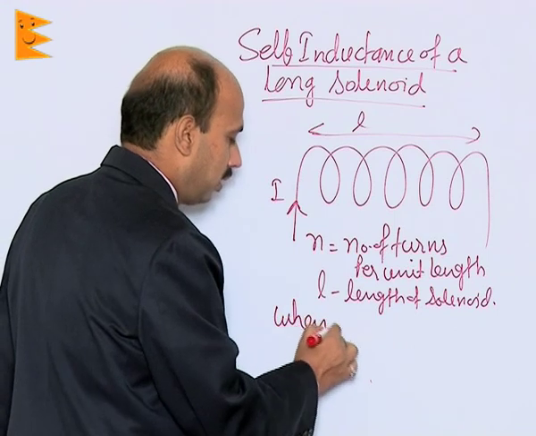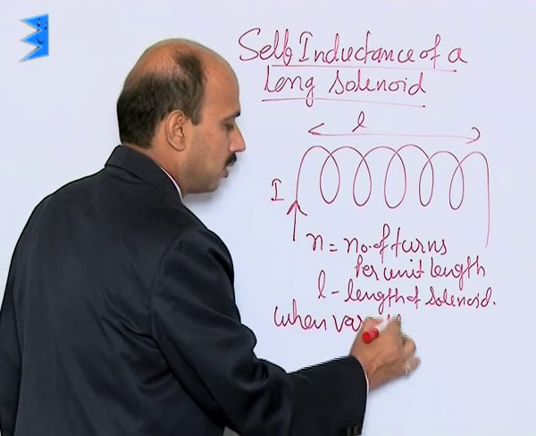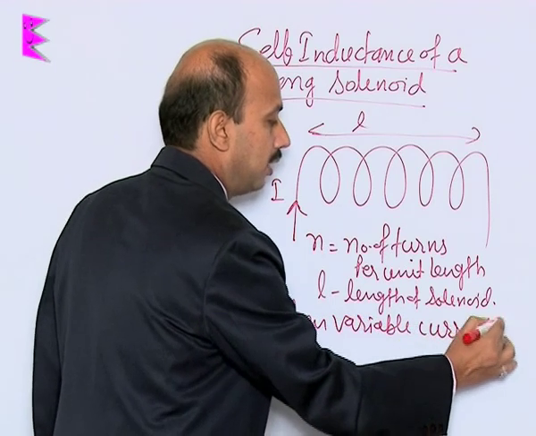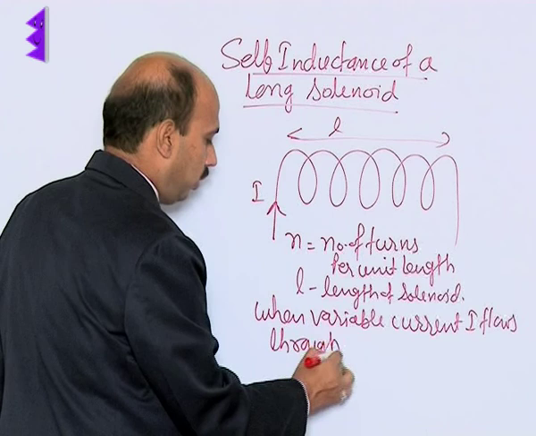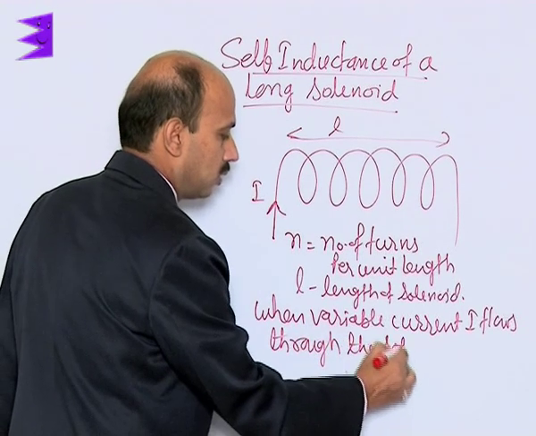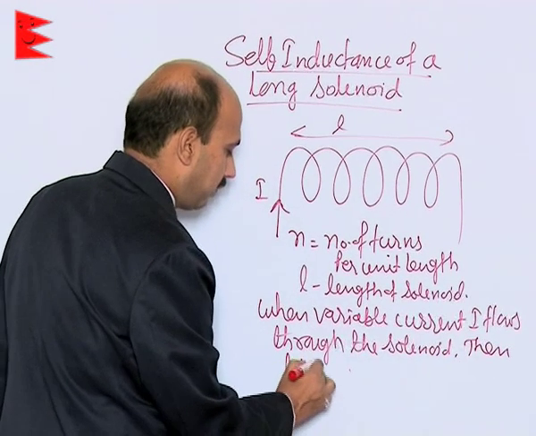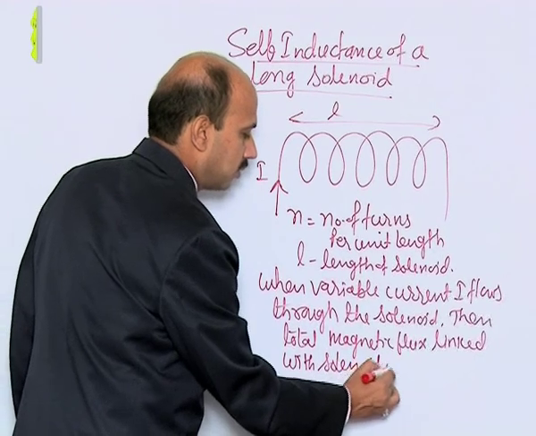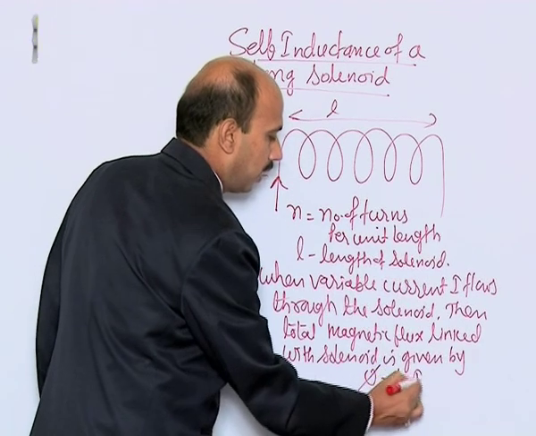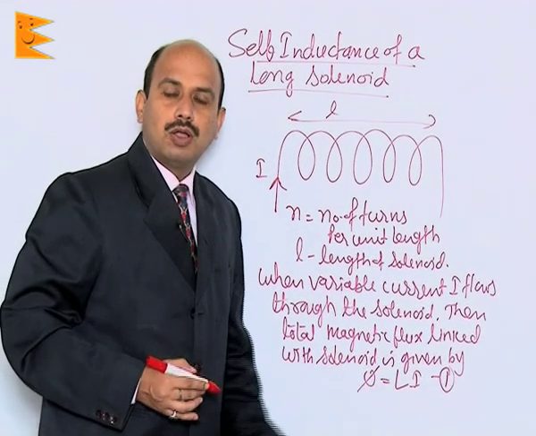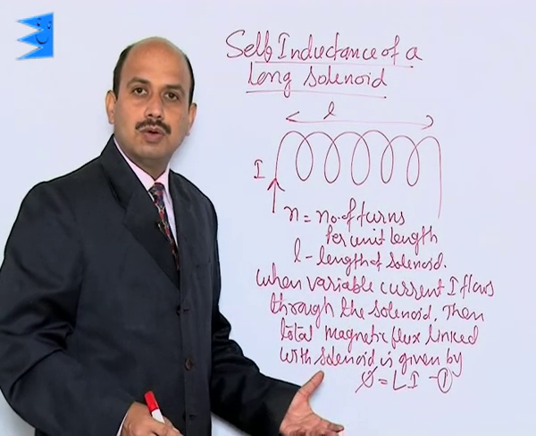When variable current I flows through the solenoid, then the total magnetic flux is given by phi is equal to Li, where L is called the coefficient of self inductance. So we have got the first equation, phi is equal to Li.